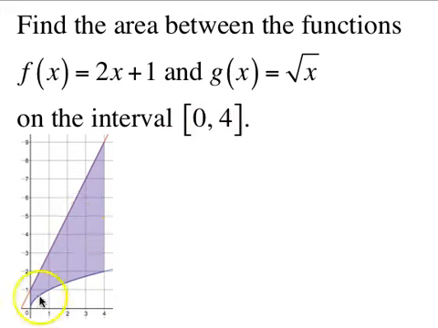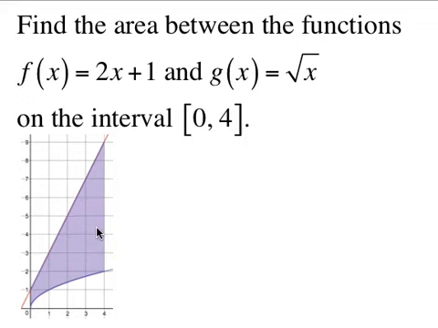So we could take the integral from 0 to 4 of 2x plus 1 to get all of the area underneath 2x plus 1. Then we could subtract the integral from 0 to 4 of the square root of x to subtract this area here to be left with the area in the middle. So indeed, the integral of the first function minus the integral of the second function, or the integral of the top function minus the integral of the bottom function, will give us the area in between.